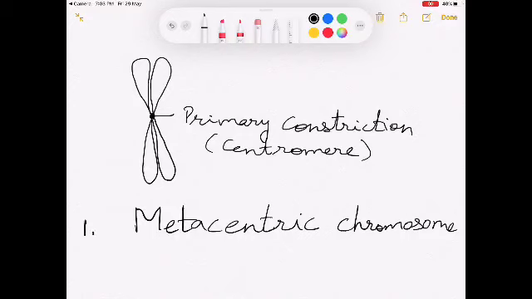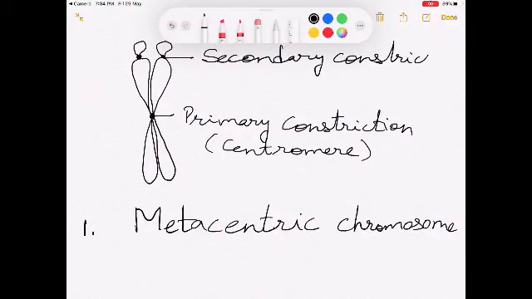Sometimes, in addition to the primary constriction, there is one more secondary constriction present on the chromosome, like this, over here and over here. Then small dots are visible on the top of the chromosome. At that time, this type of chromosome is called a satellite chromosome.